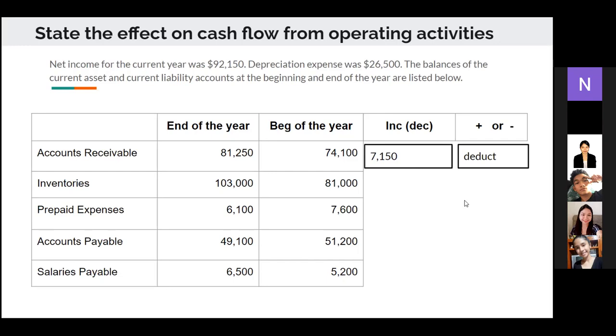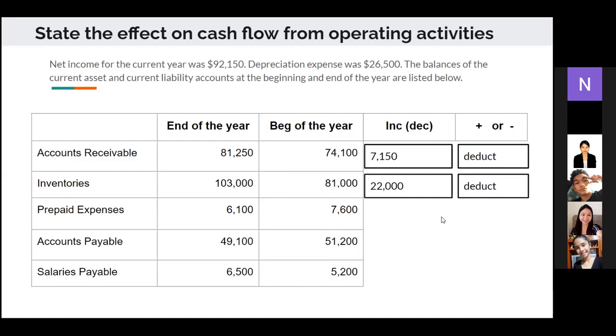Tapos, yung sa inventories naman, current asset din, nagkaroon siya ng increase. Kung mapapansin nyo, tumaas from 81, naging 103. So, ibig sabihin, may increase siya na 22,000. And same sa accounts receivable, kapag current assets nagkaroon ng increase, magiging deduct siya. So, decrease din siya.